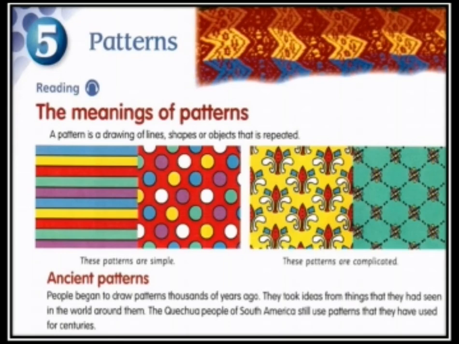كيف كانت هذه الأشكال منذ القدم؟ People began to draw patterns thousands of years ago. هنا أن هذه الأنماط والأشكال موجودة منذ آلاف السنين، وبدأ الناس برسمها منذ آلاف السنين. And how did they use the patterns? They took the idea from things that they had seen in the world around them.